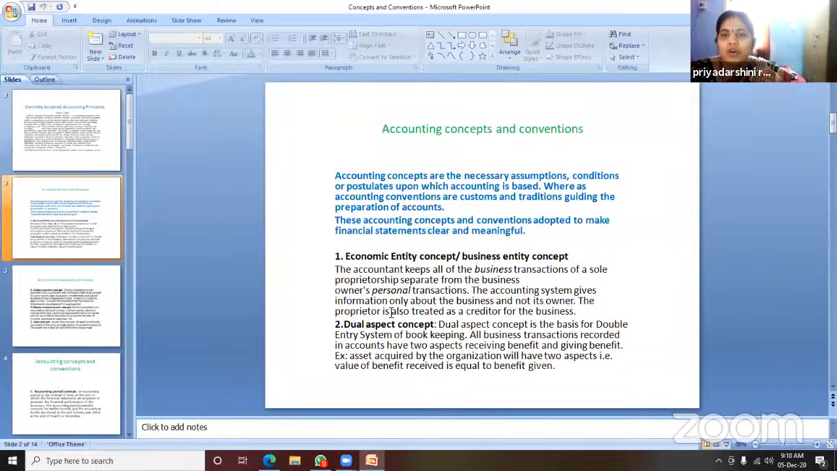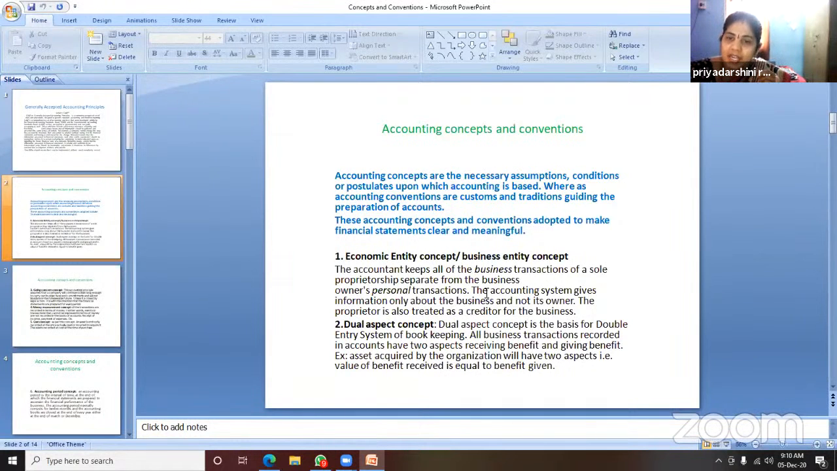The proprietor is also treated as a creditor for the business. Though the business is owned by the proprietor, he should show the business related transactions from the business point of view, not according to the proprietor's point of view. With this concept, we record separate transactions even if the proprietor draws an amount from the business.